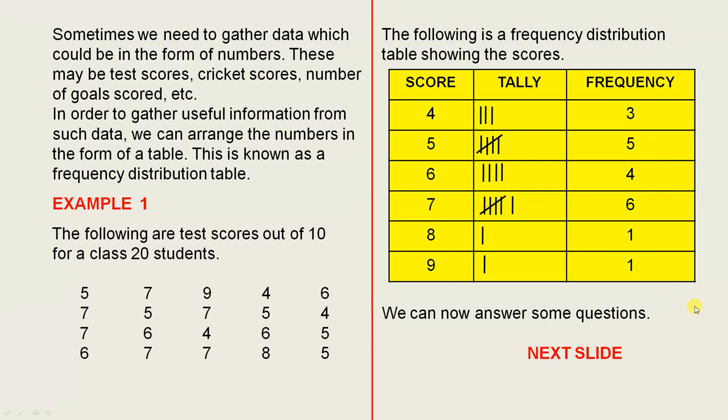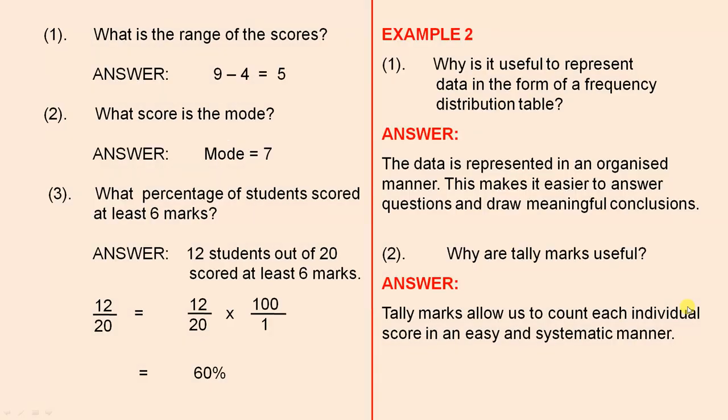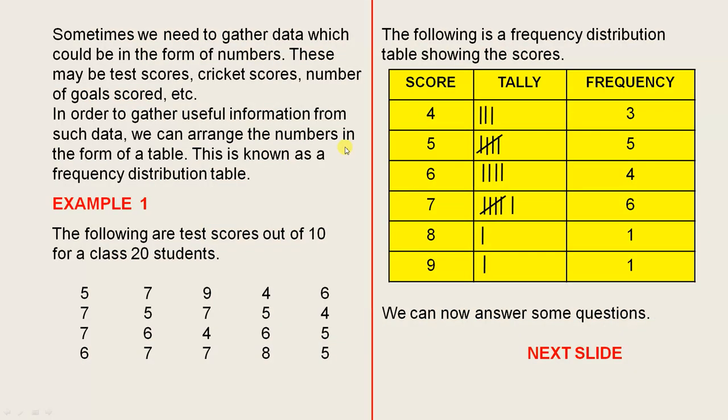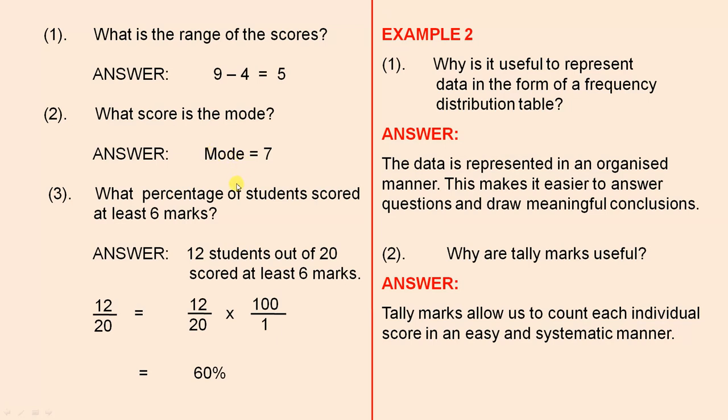Now if we go to the next slide, we can answer some questions. What is the range of the scores? If we remember, the range is the highest score minus the lowest score, so the range is 5. What score is the mode? The mode is the one that occurs most often. If we go back to the table, you'll see that 7 occurs 6 times. So the mode is 7.